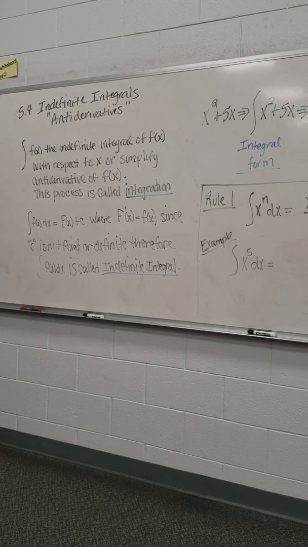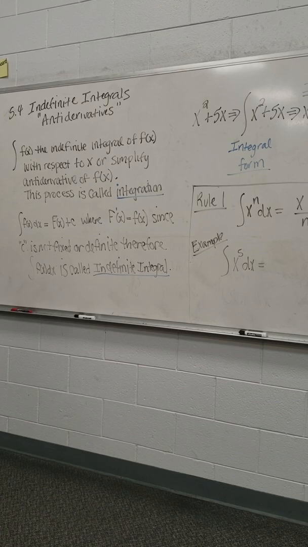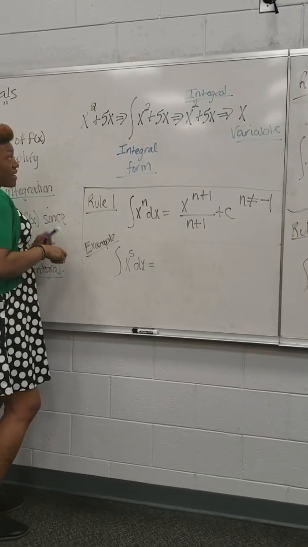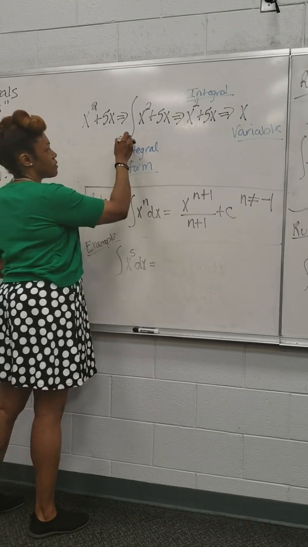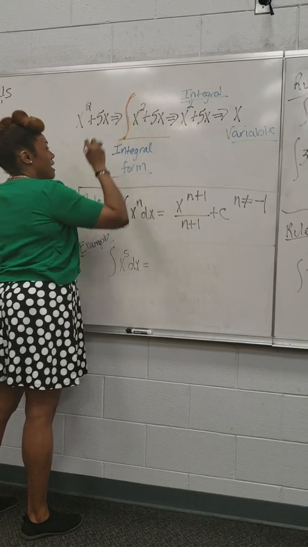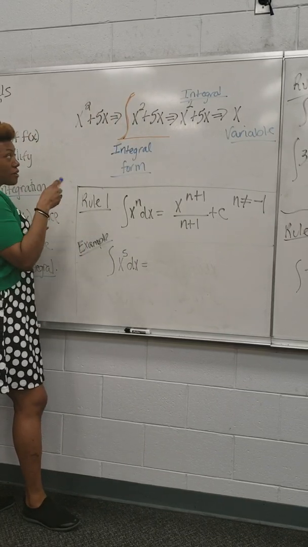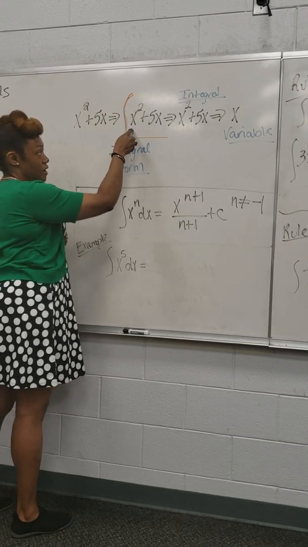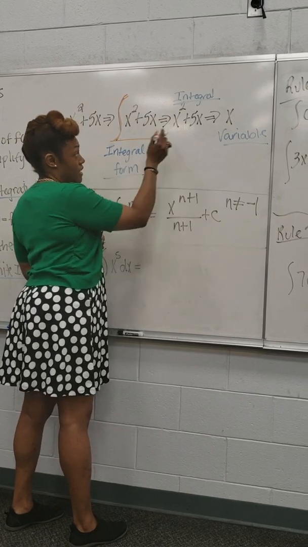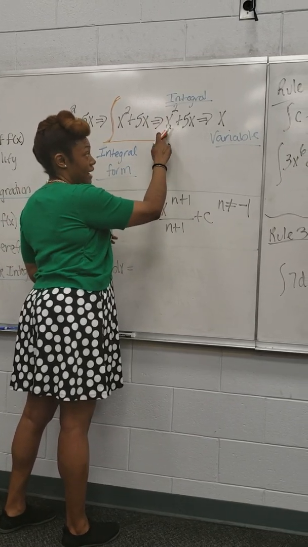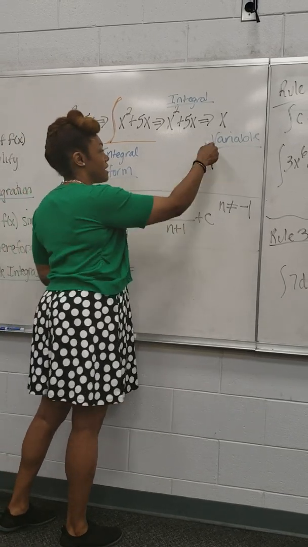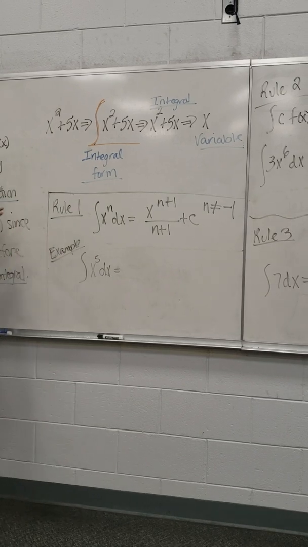Okay, so there are several parts to integration. If we start out with something like x squared plus 5x, the integral form of this would use the integral symbol, which looks kind of like a swirling S. It will be the integral of x squared plus 5x. The integrand would be solely the x squared plus 5x, and the variable would just be x. That would be the variable that is given.